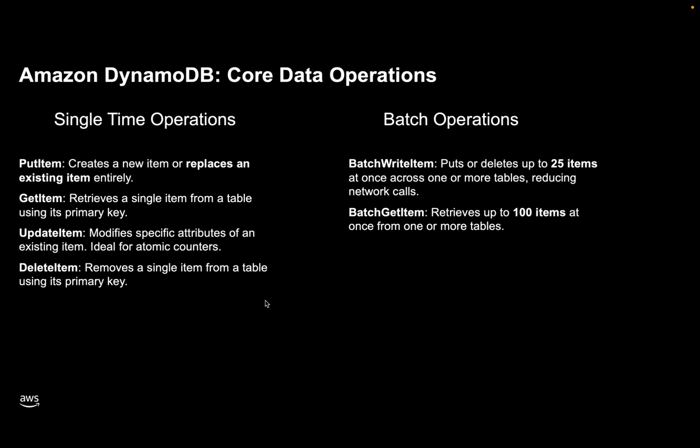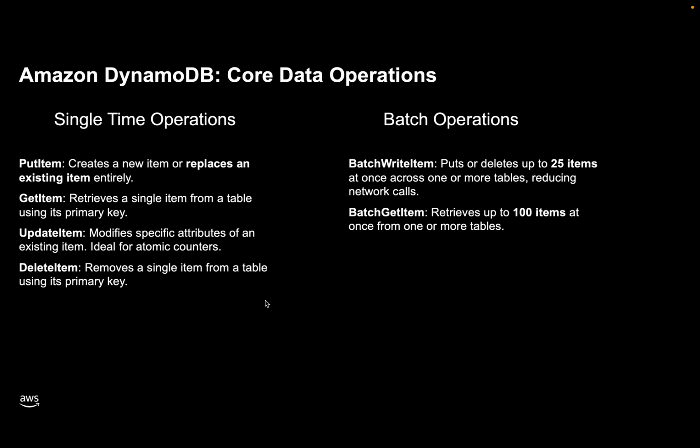So the main core data operations on DynamoDB are PutItem, GetItem, UpdateItem, and DeleteItem. PutItem creates a new item in the database, or replaces an item entirely. Whereas GetItem will retrieve the record from the database using its primary key. And UpdateItem will modify the specific attributes of an existing item. Whereas DeleteItem will remove a single item from the table; it won't delete the entire table.